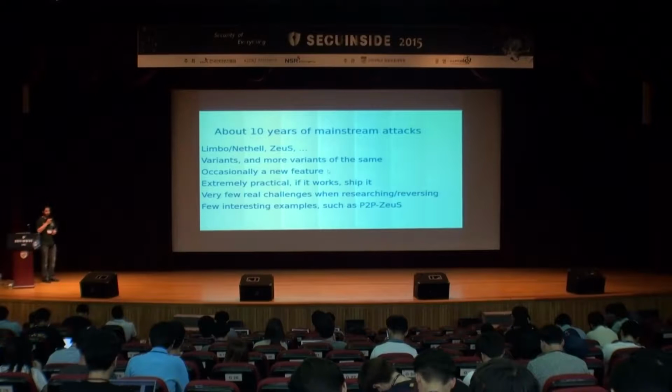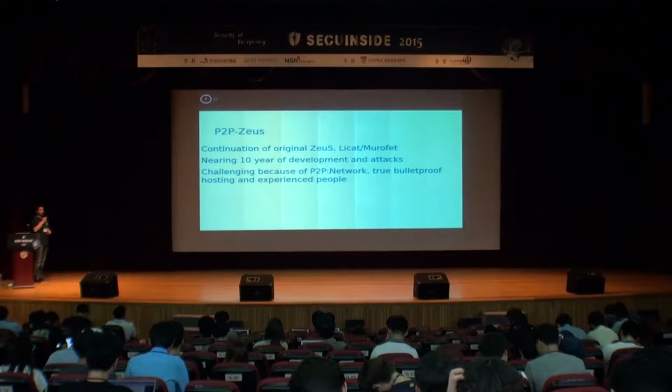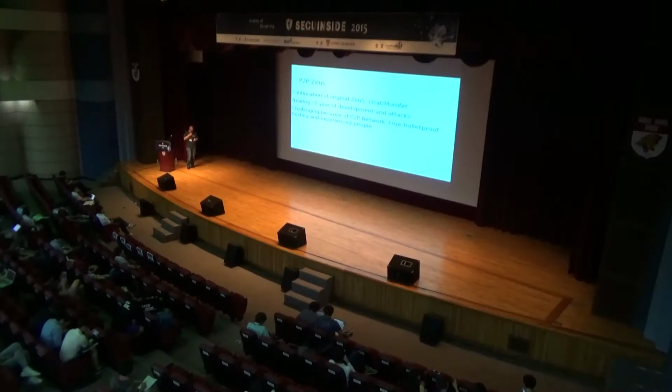So there are also a few interesting examples of malware. Peer-to-peer Zeus is one of them. It started as the original Zeus. Then about, I think, 2009, they started the group together that started to do online banking attacks in a more organized way, and especially targeting corporate banking platforms, because corporate bank accounts usually have a lot more money and are able to move a lot more money.